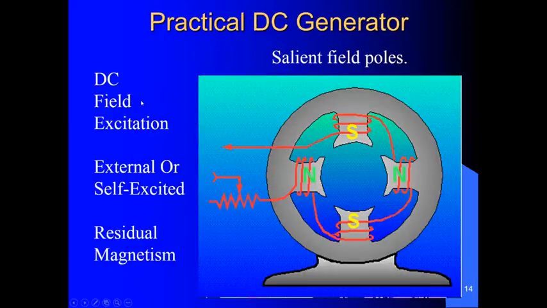We talk a little about DC excitation, a way to increase our overall output. They can be self-excited, or we can have external excitation. Residual magnetism can always be an issue as we're rotating through, and again that has to do with our hysteresis and our eddy current losses.